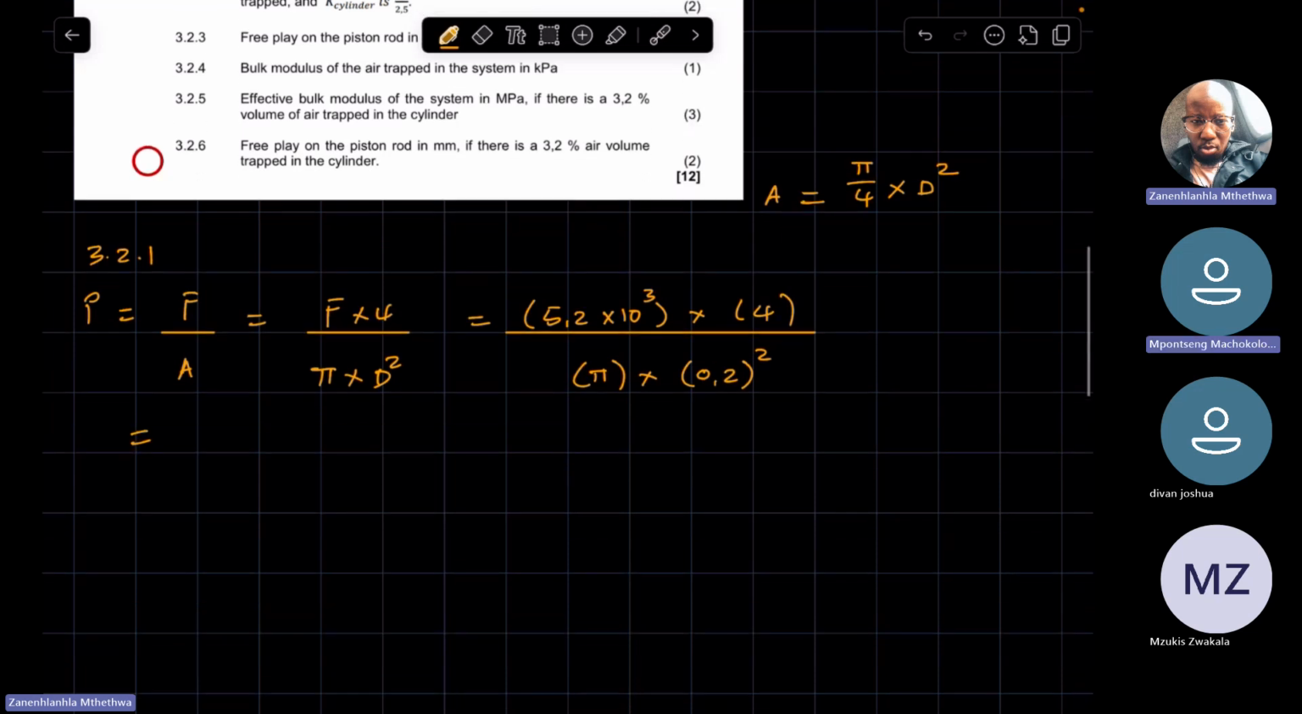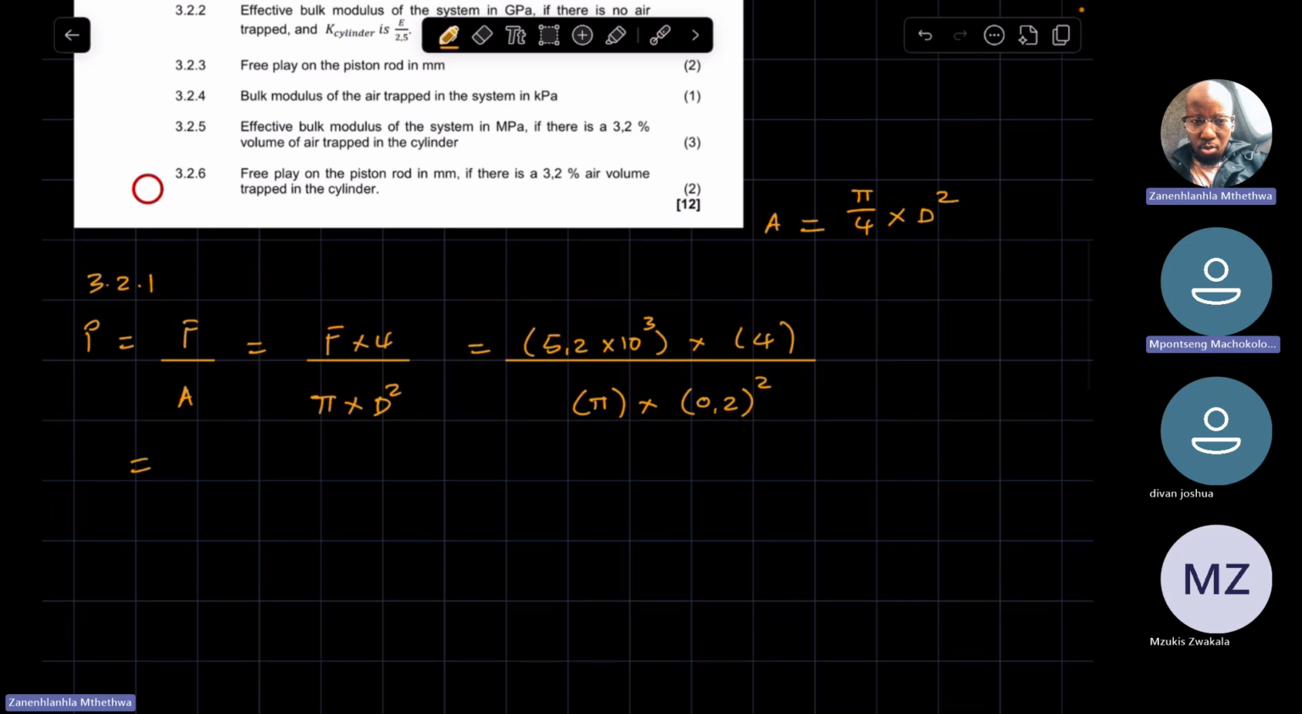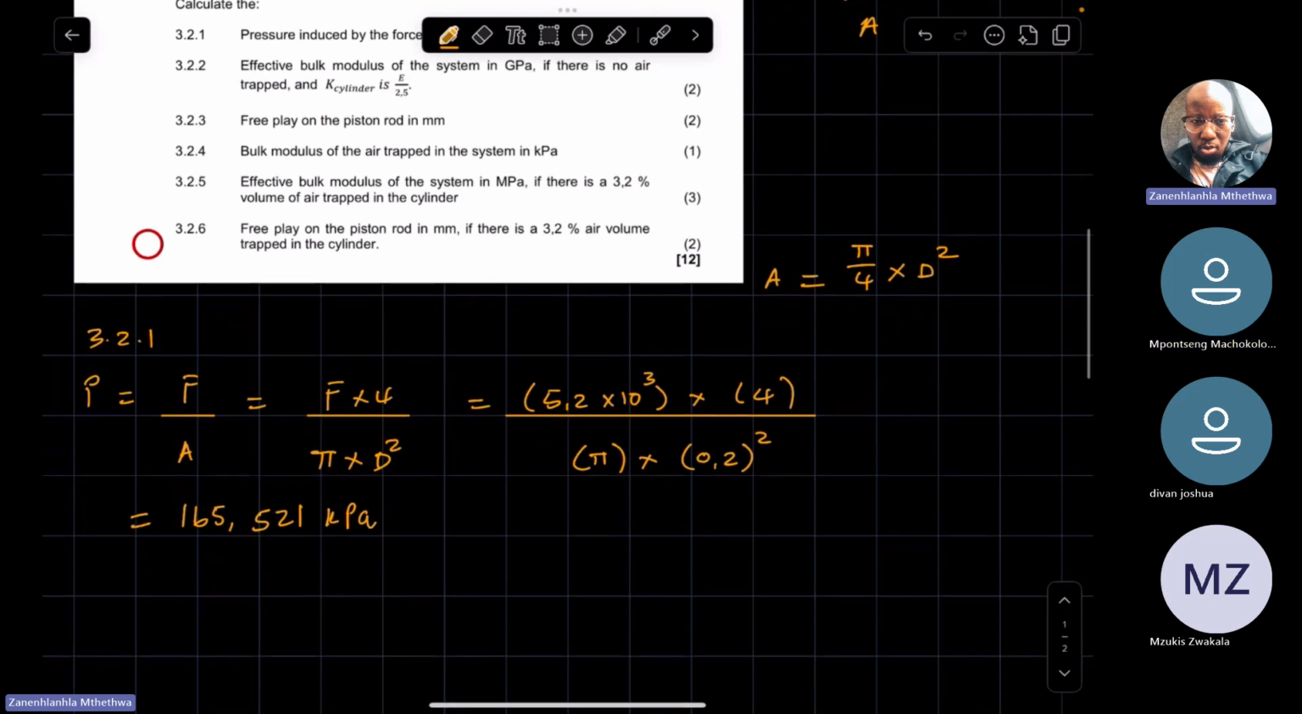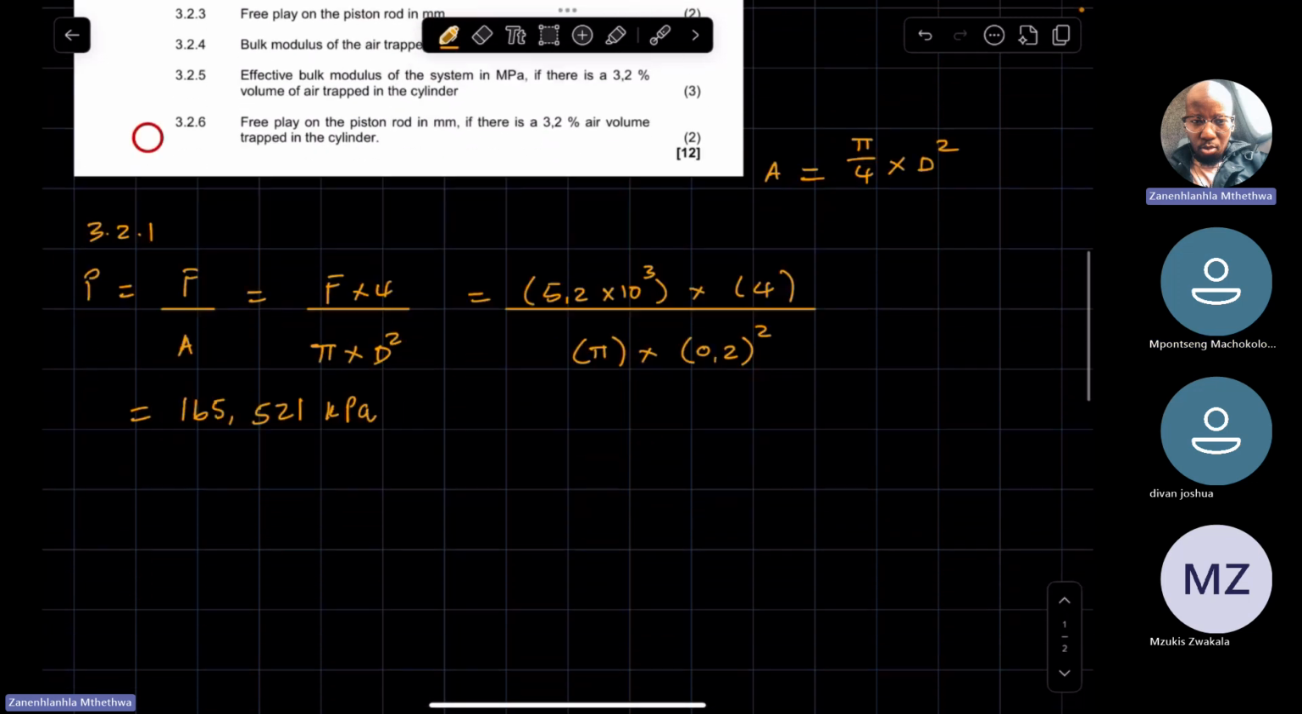Oh, I got 165,521 kilopascals. Kilopascals. Yes. That's correct. Now let's look at 3.2.2.